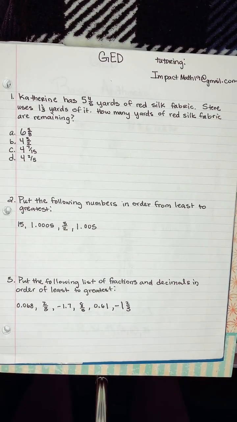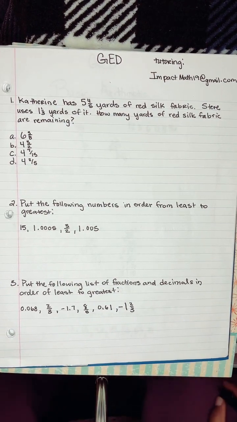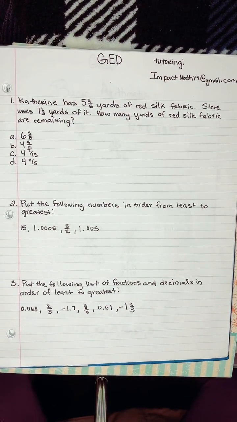All right, so Catherine has 5 4/5 yards of red silk fabric. Steve uses 1 1/3 yards of it. How many yards of red silk fabric are remaining?